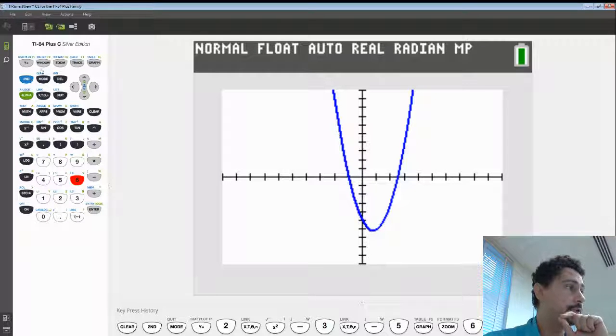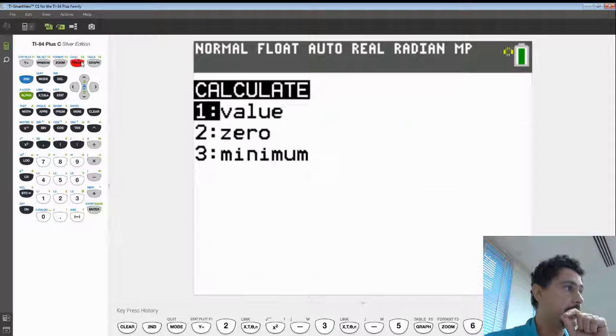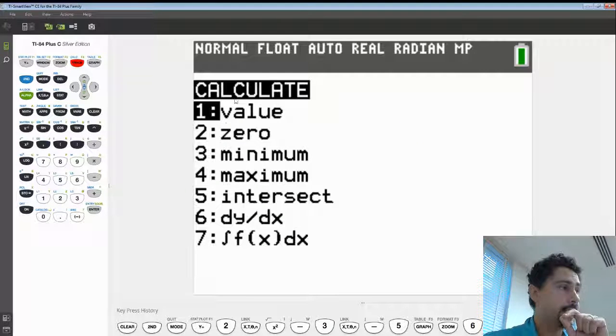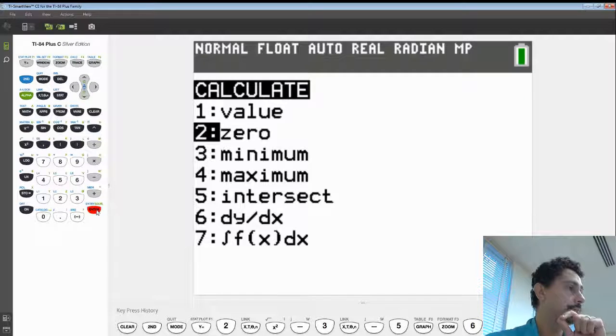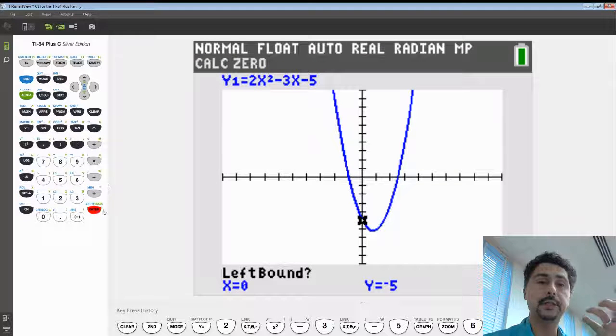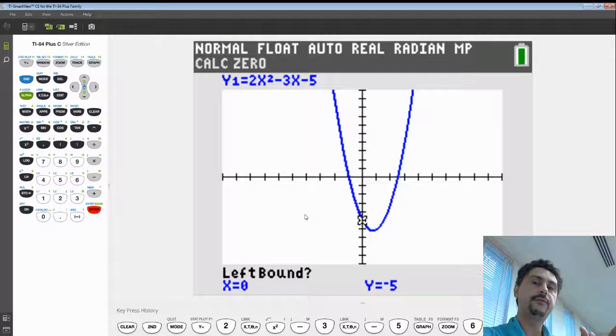Well, it has this feature called calculate zero. And what you do is you go second, and you see where the trace button is. You do second, and you hit trace, but it creates the calculate feature, and it says look for zeros, number 2. So you go down to number 2, hit enter, and then it will ask you a question. It'll say, what is the left bound of your zero? Now, what they mean by left bound is, what x value to the left of the zero do you want to bound the calculations? So you go back.